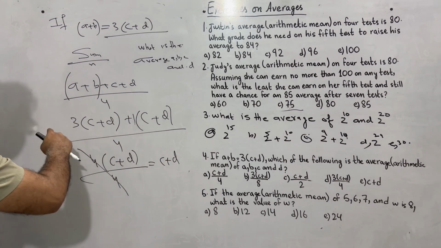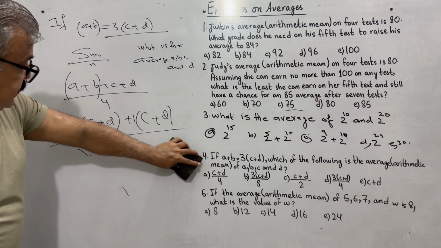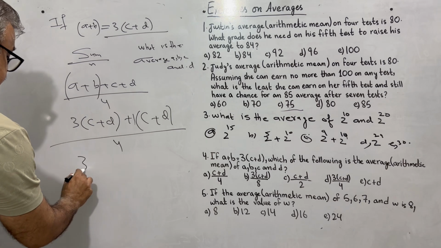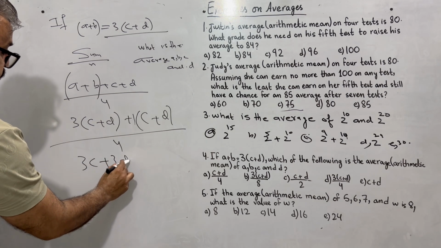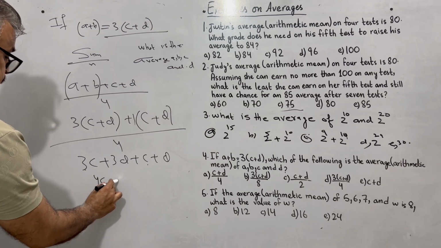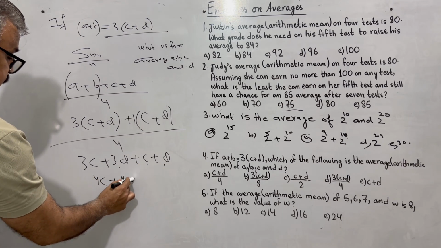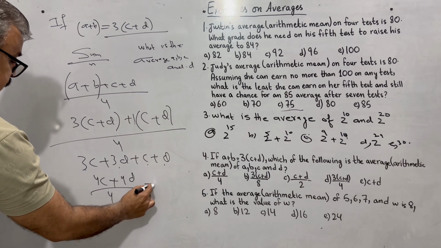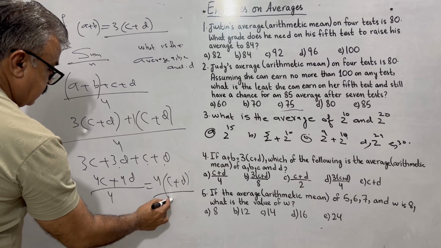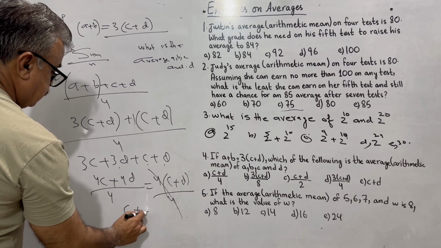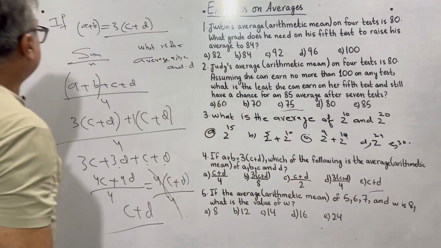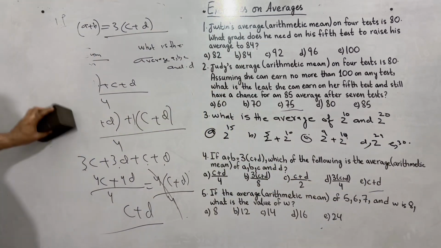If you cannot digest this step, then you can manage like this. Multiply 3 throughout. It will become 3C plus 3D plus C plus D. 3C plus C becomes 4C, 3D plus D becomes 4D, divided by 4. Taking 4 common from the numerator, it becomes C plus D over 4, cancelled out. So we are left with again C plus D. Option number E, that's our average. Question number 5.